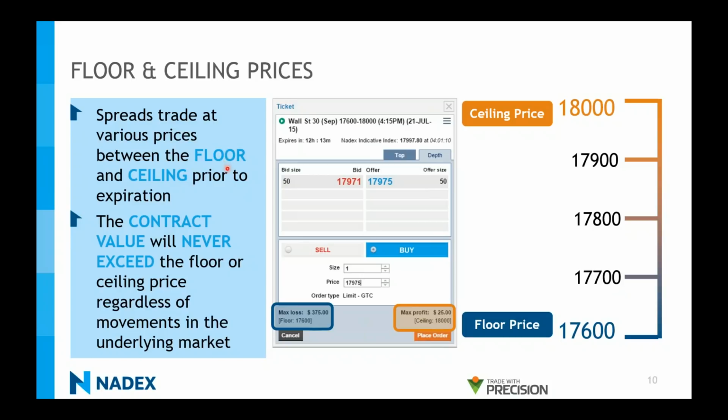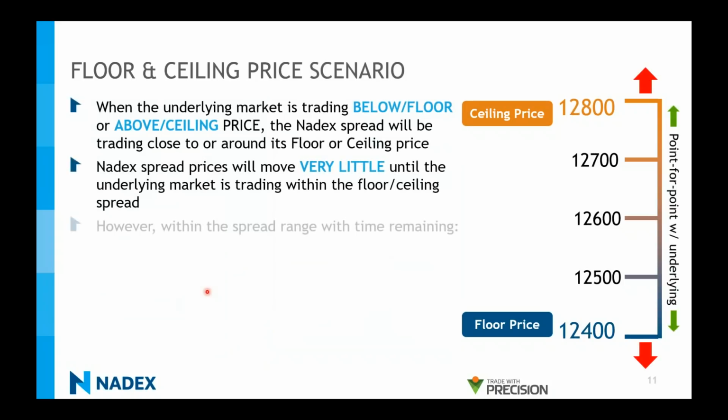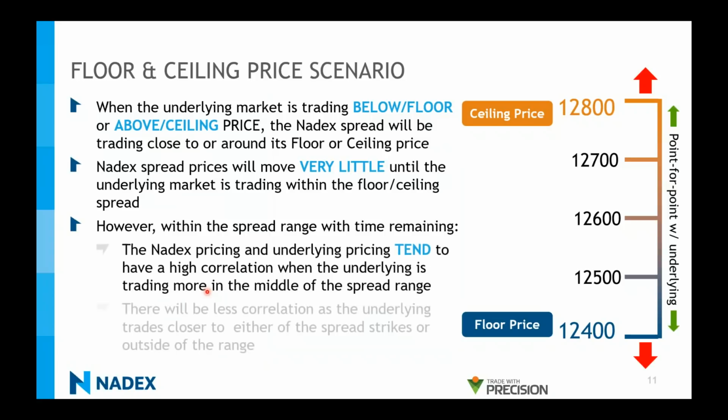So the price of that contract will always be within that 17,600 to 18,000 range. It will never exceed the floor or ceiling price regardless of the movement of the underlying market. It's a perfectly risk-defined position that I do have here. And guys, let me know if you have any questions. Those are crucial concepts. This is important, and therefore if you have questions, please don't be shy.